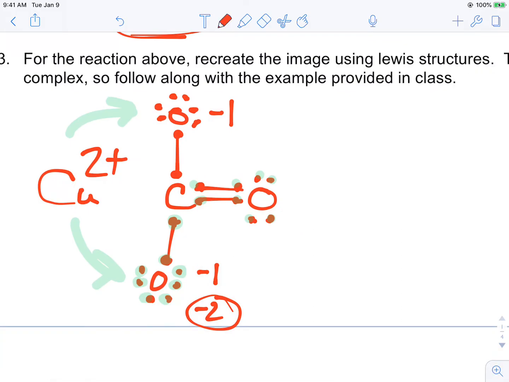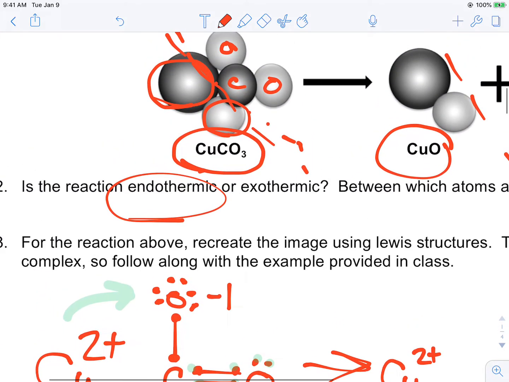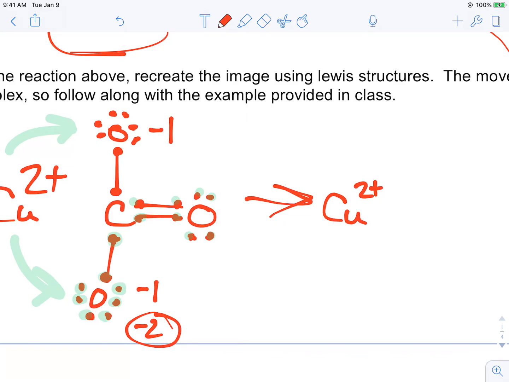Now what we're going to do is break this apart. So if we draw a little arrow to show that the reaction is happening, copper is going to chill out here. But since this is an endothermic reaction, we're going to break a bond. Here's how this will work. Oxygen on the bottom, so what I'm going to do is actually copy this.